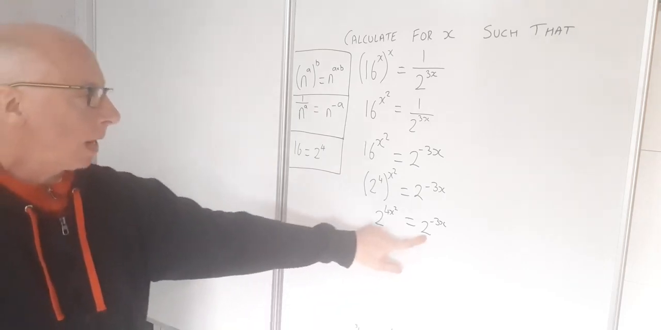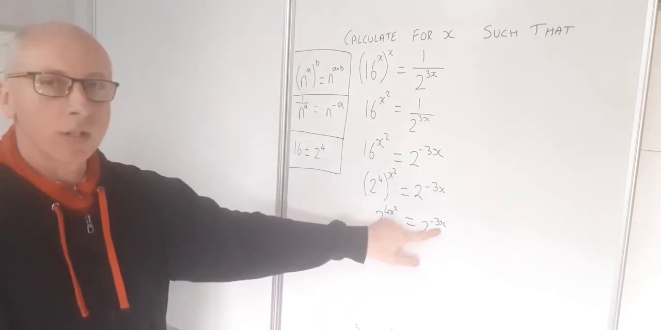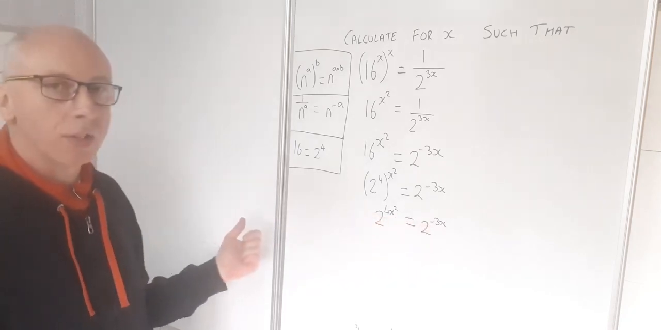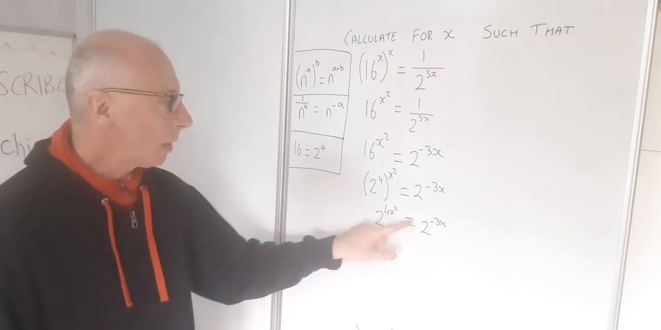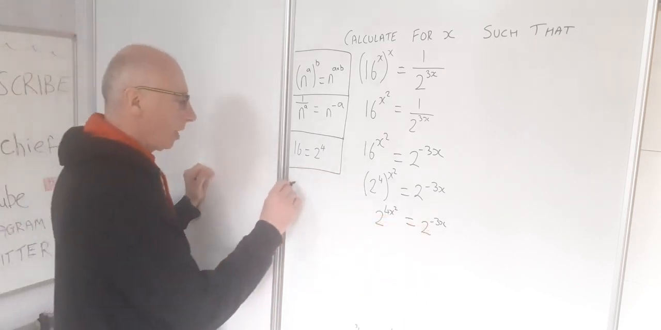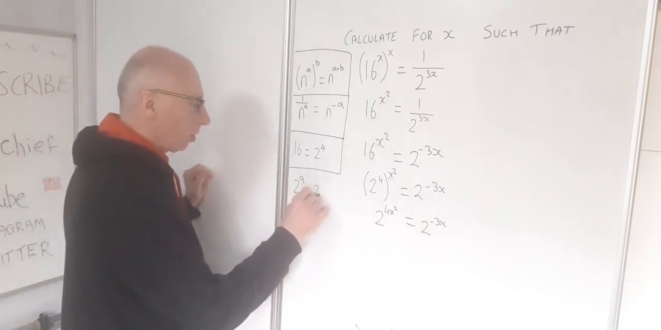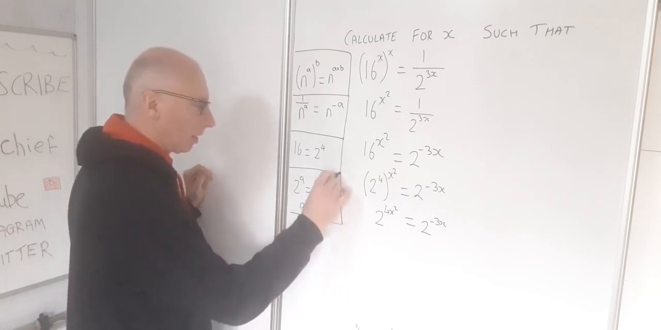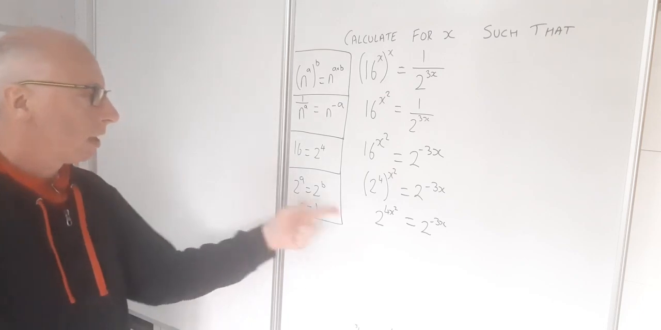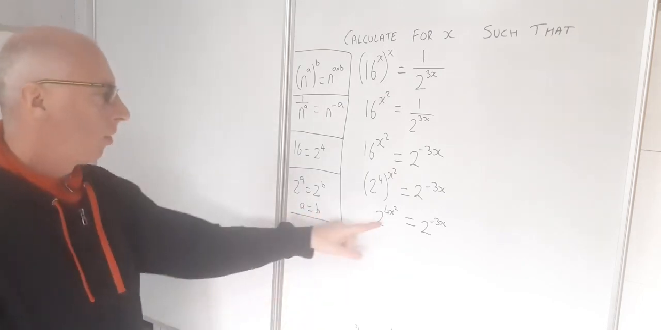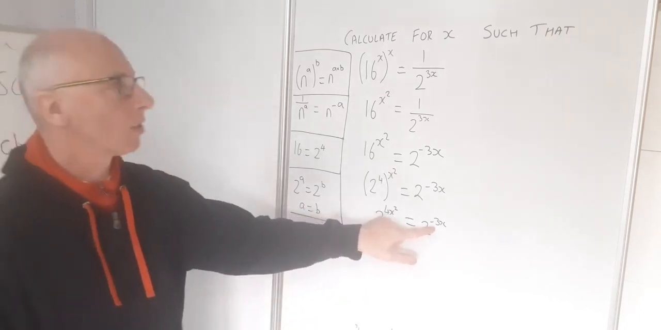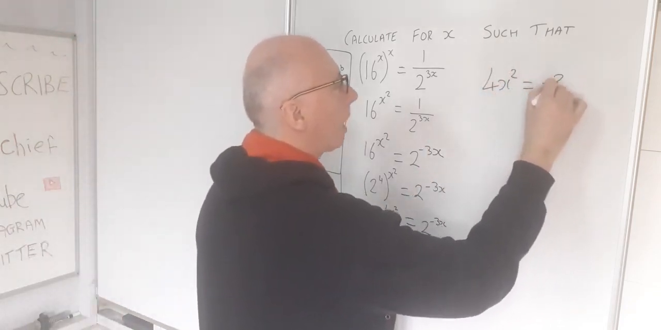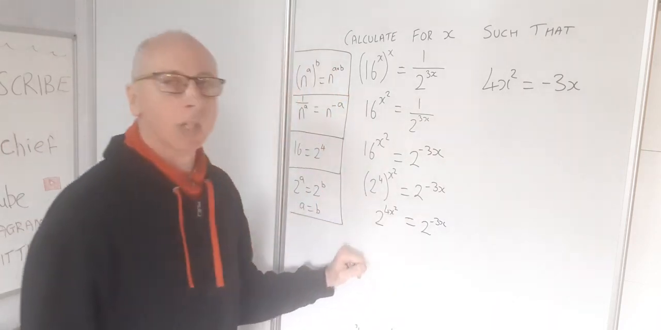Now with the same base, these powers must be equivalent. Because if you have 2 to the power of something, another one 2 to the power of something, these powers must be the same. So if I have 2 to the a equals 2 to the b, a must equal b. So that's another indice law we can approach here. So therefore we've got 4x squared equals minus 3x. So let's write that up here. 4x squared equals minus 3x.